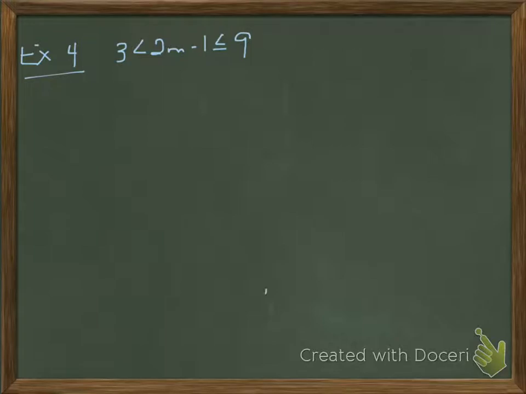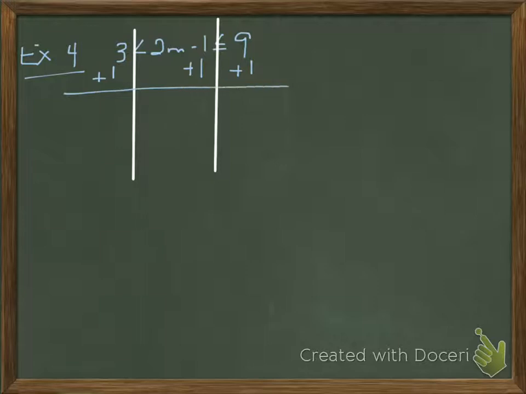What you're going to do is, if you use the river method, like I taught you at the beginning of the year, you can draw a river here and draw a river here. So a river there and a river there. And what you're going to do is whatever you do to one side, you're going to do it to every side. So to get m by itself, I've got to add 1 to both sides, right? So I'm going to add 1 to both sides. But I'm going to add 1 here and I'm going to add 1 here. So that's going to give me 4 is less than 2m, which is less than or equal to 10.